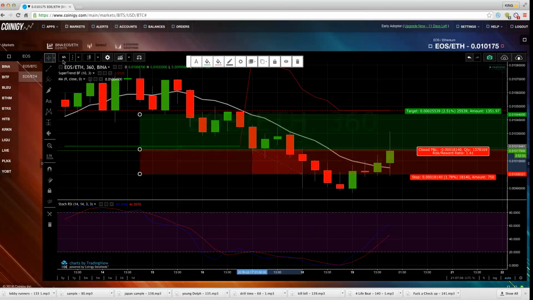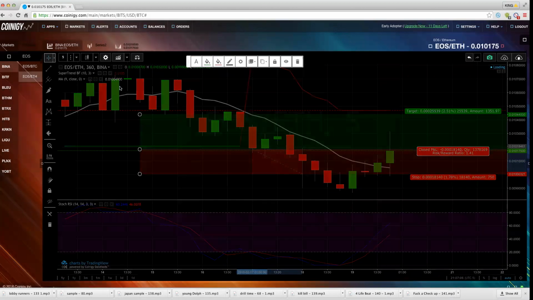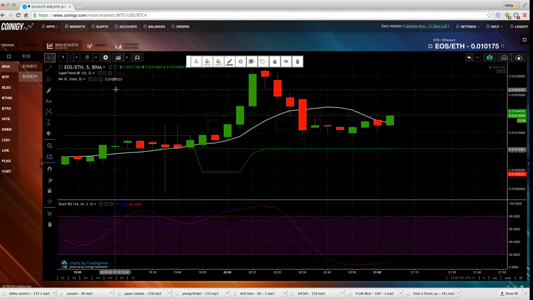So let's go back to the 5-minute. Selling now at 176. You said what? The sell order now on Binance is at 0.10175. That's what the cheapest sell order is? And that's the one in green, right?